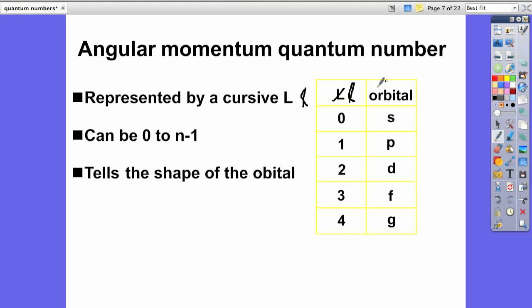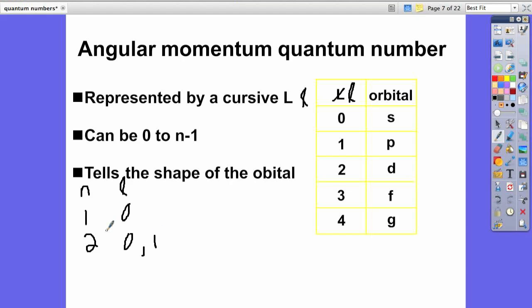If you forget it, how can you tell it? Well, you're always going to start with 0 and just continue based on that n. So if your principal quantum number is 1, then your L needs to be between 0 and n minus 1. So in this case, it would be 0. If your principal quantum number was 2, your L would be from 0 to n minus 1, which is 1.